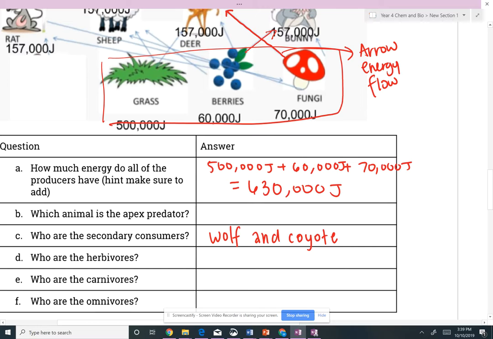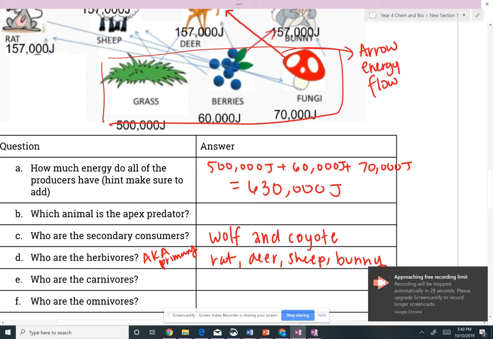Next thing are my herbivores. My herbivores are AKA my primary consumers. Looking at that, I have a few on there. I have my rat, my deer, my sheep, and my bunny. And those are all herbivores.